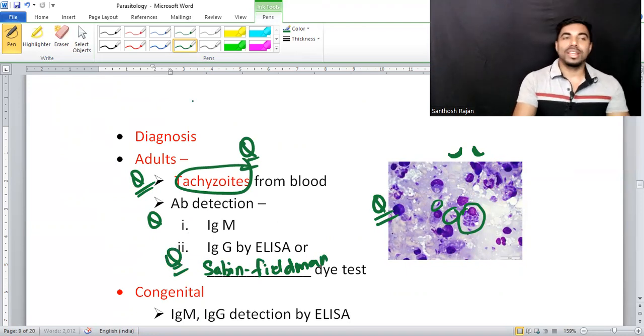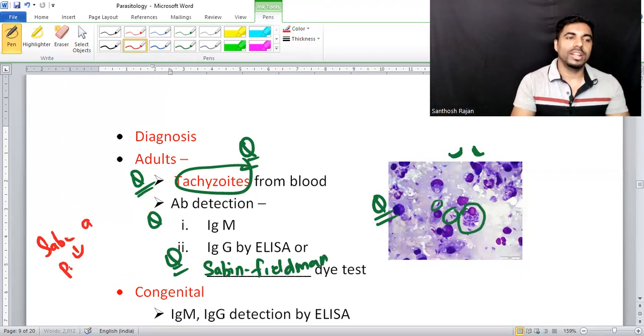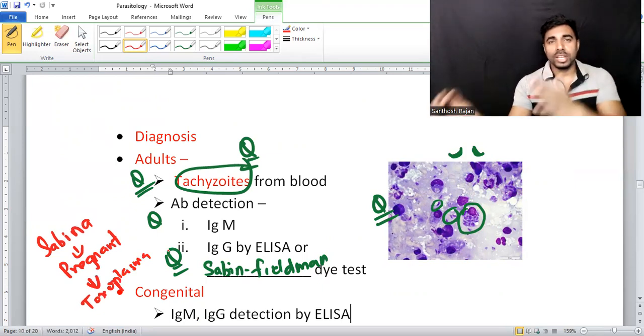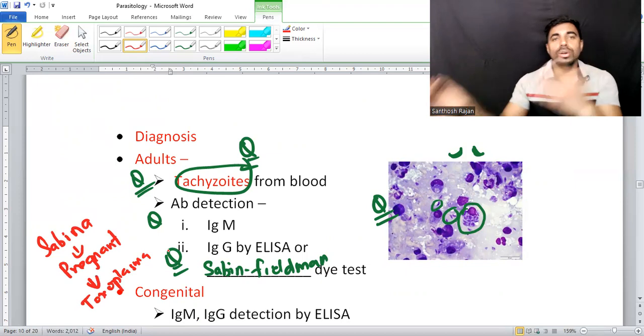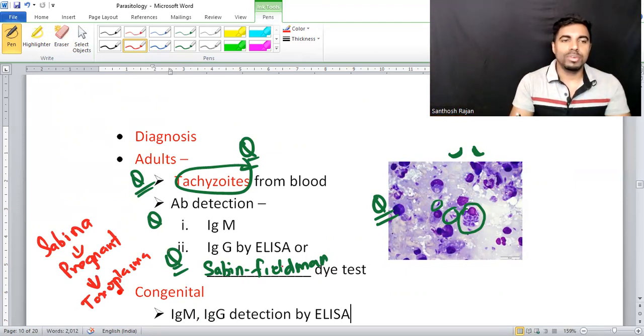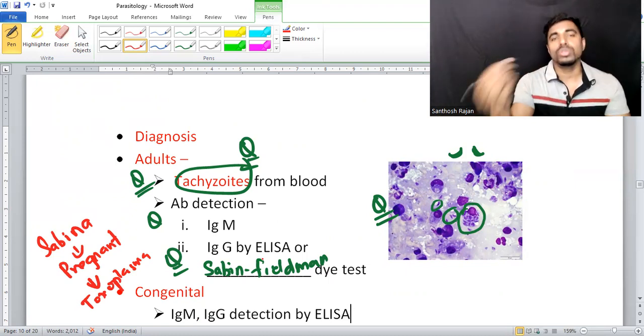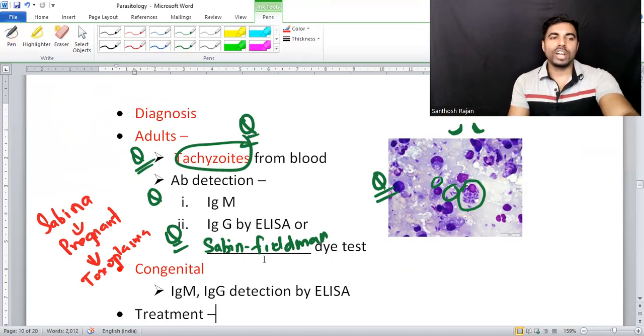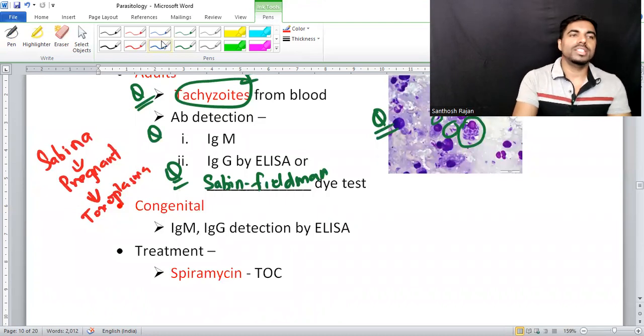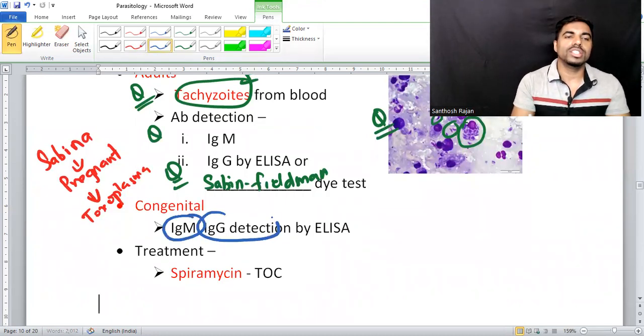To remember Sabin-Feldman, Sabina is pregnant. When Sabina was pregnant, she got toxoplasma. Okay, Sabina is a female, so pregnant with toxoplasma gondii, the diagnosis is Sabin-Feldman dye test. Okay, Sabin-Feldman test is like ELISA, it's detecting the antibody, but you're mixing it with methylene blue dye, and then you will see whether the antibody is positive or not. Okay, that's it. And then for congenital, you're going to check what? IgM or IgG detection in the ELISA.